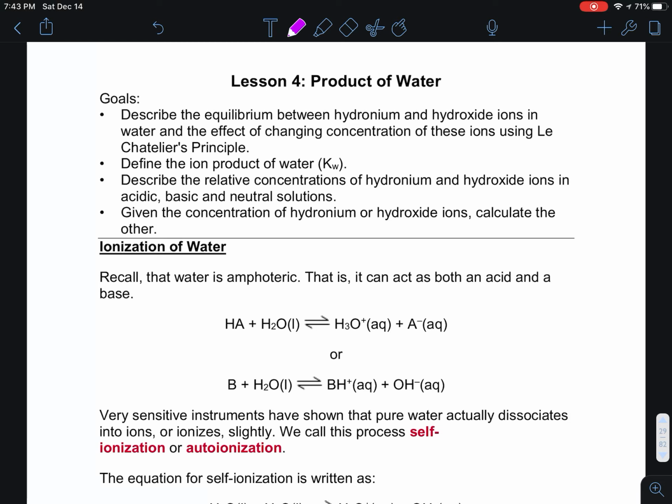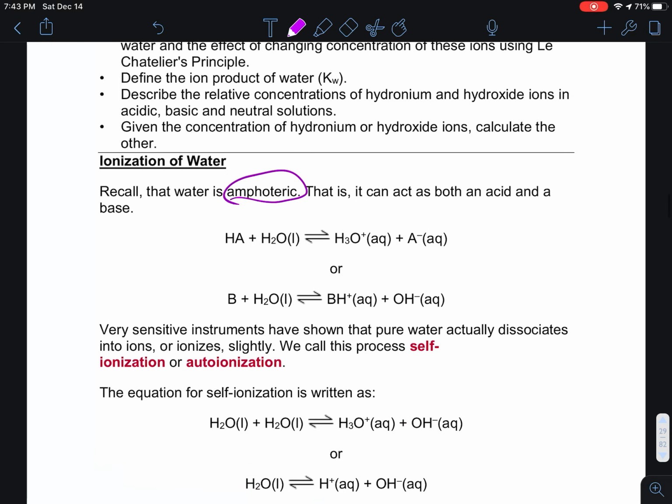All right, welcome back. This is lesson 4, product of water. We're just going to really go through the amphoteric nature of water and what that means for our solutions here. So water is amphoteric. It can react with either an acid or a base, and it can act as either an acid or a base.